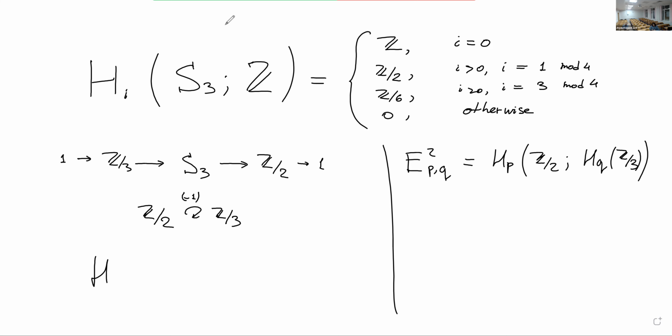So what's the action? Again, it's either the trivial action or multiplication by -1. Let's see which is which, in which degree we have which action.